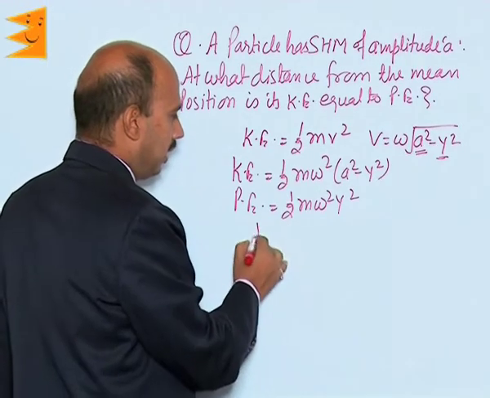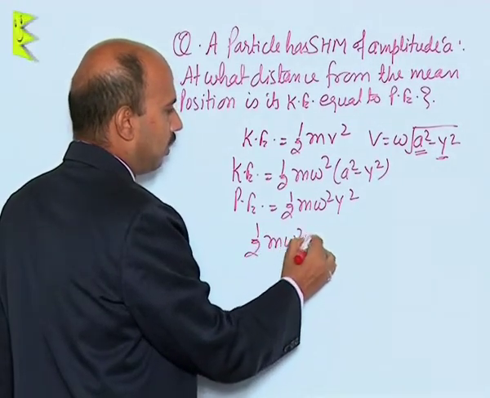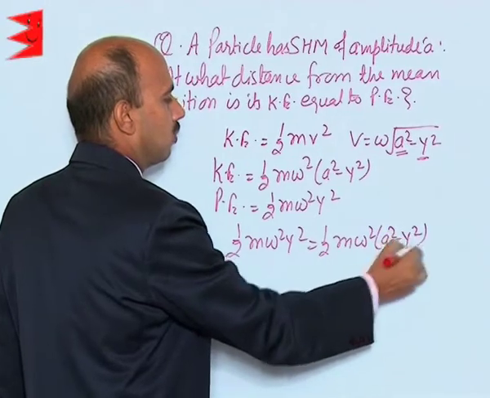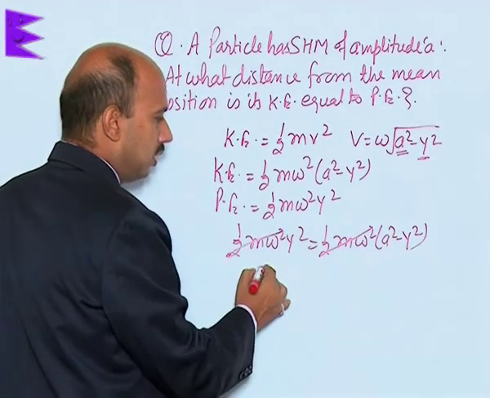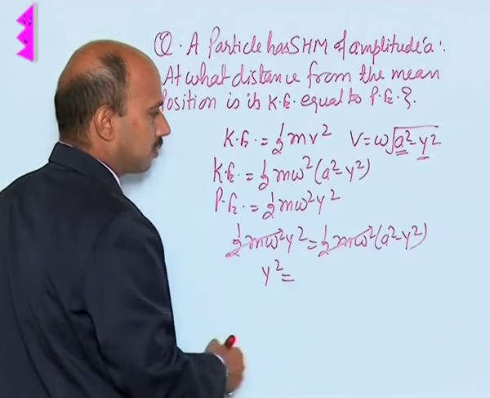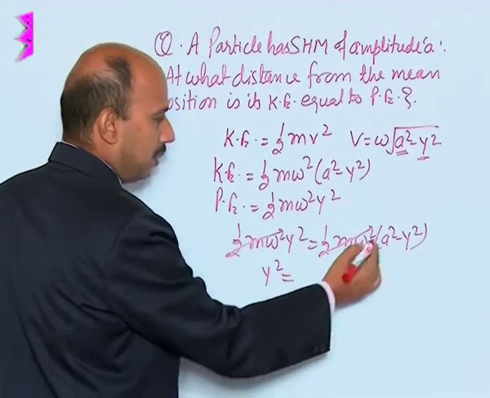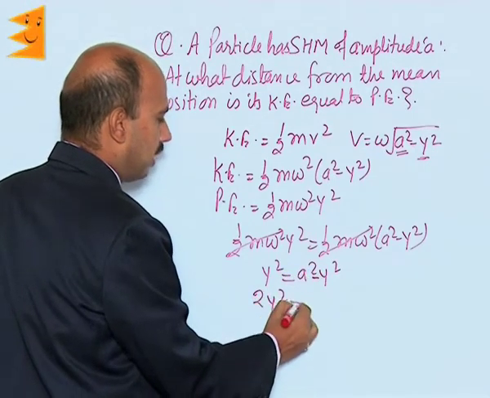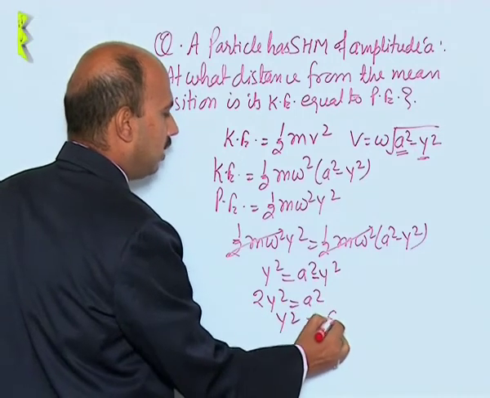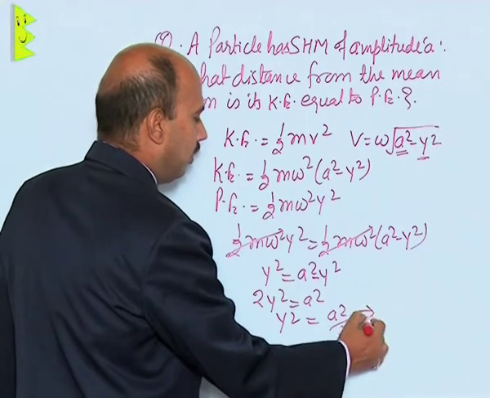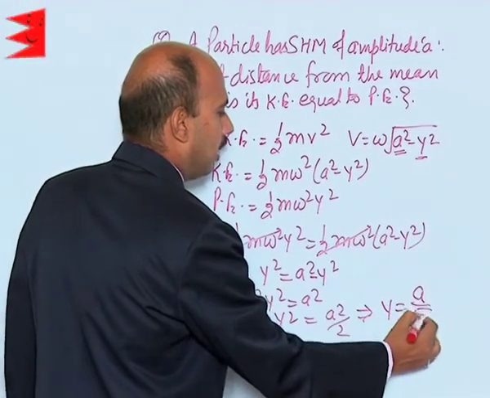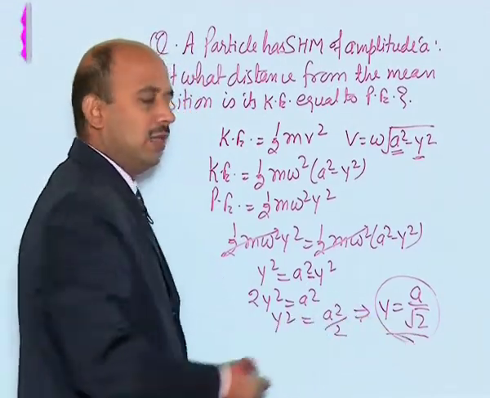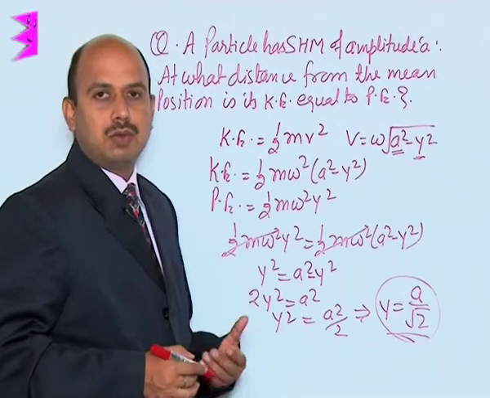Both are equal. So, we can write half m omega square y square is equal to half m omega square (A square minus y square). This and this will get cancelled. So, y square is equal to A square minus y square. So, twice of y square is equal to A square. So, y square is equal to A square upon 2. So, we can write y is equal to A upon under root 2. So, at the displacement of A upon under root 2 from mean position, its kinetic energy will be equal to potential energy.